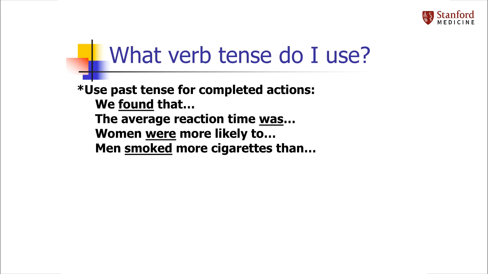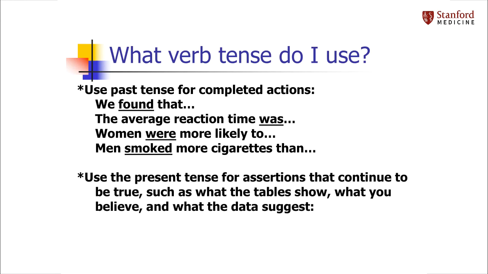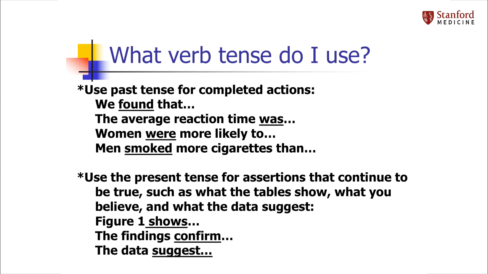But if you're talking about assertions that continue to be true, such as what the tables show or what the data suggest, these statements belong in the present tense, because it's still true when your reader reads the paper that figure 1 shows the means of the groups. This continues to be true. So if you say figure 1 shows, you should put that in the present tense because the figure is still showing that when the reader reads the paper. Or you would say the findings confirm. That's still true. The data suggest. Or we believe that this shows, because those things are still true at the time the reader reads the paper. Those belong in the present tense.